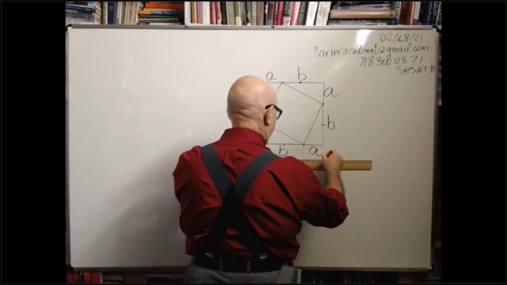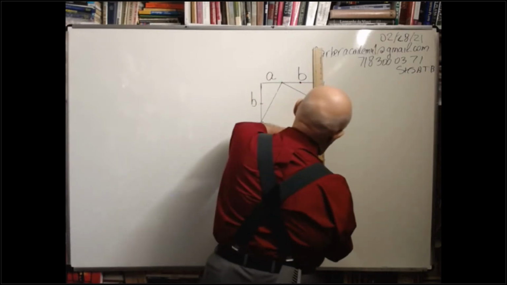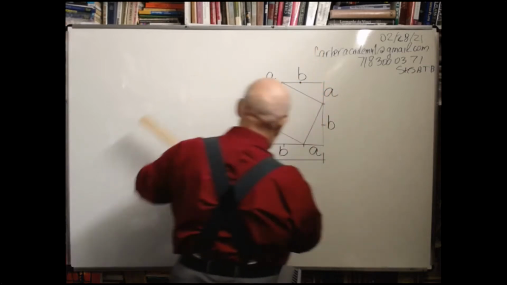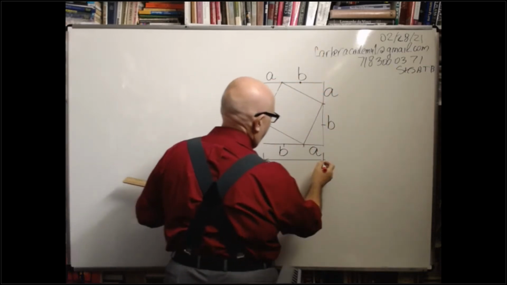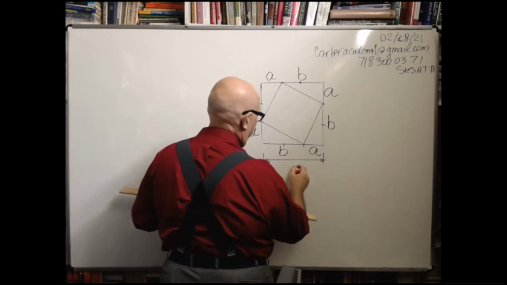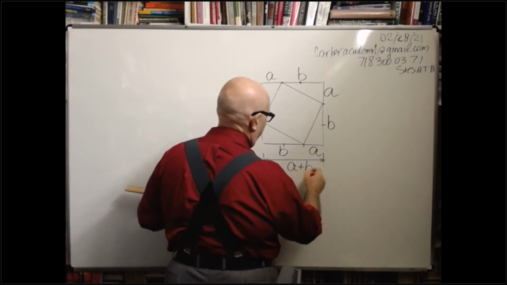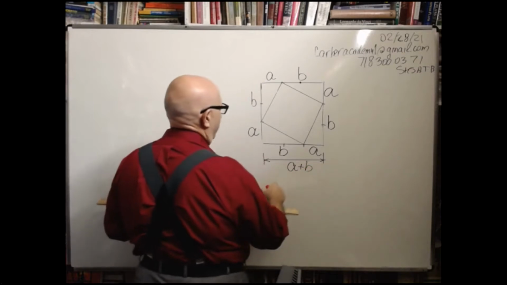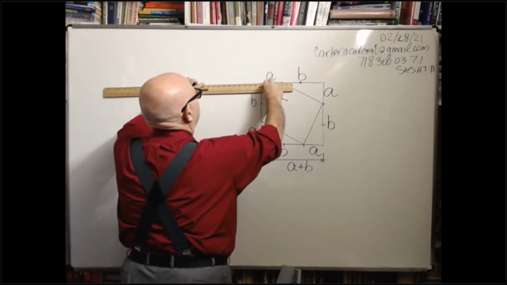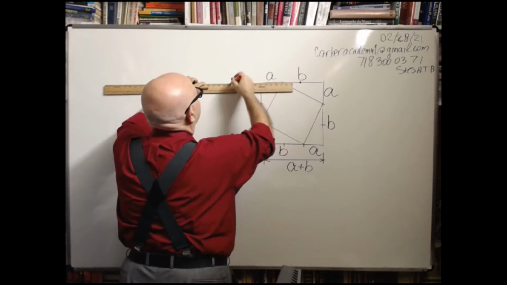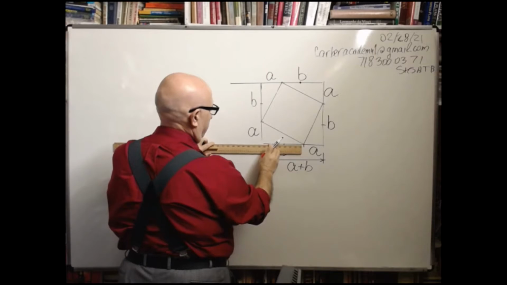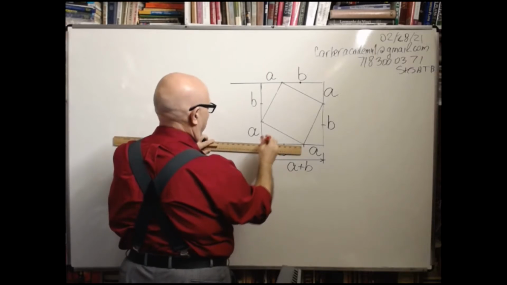This width is b plus a, or a plus b, doesn't matter. So this is a plus b, since this is a square, and this is a plus b. I can do it without writing, but I want to make this picture. And this is a plus b.